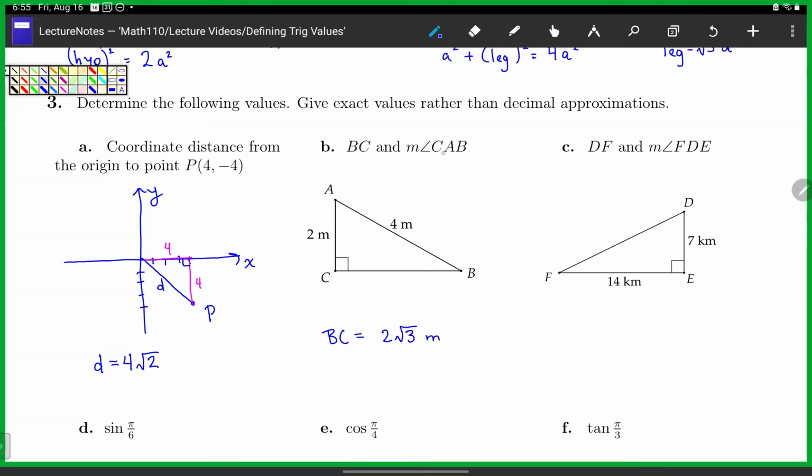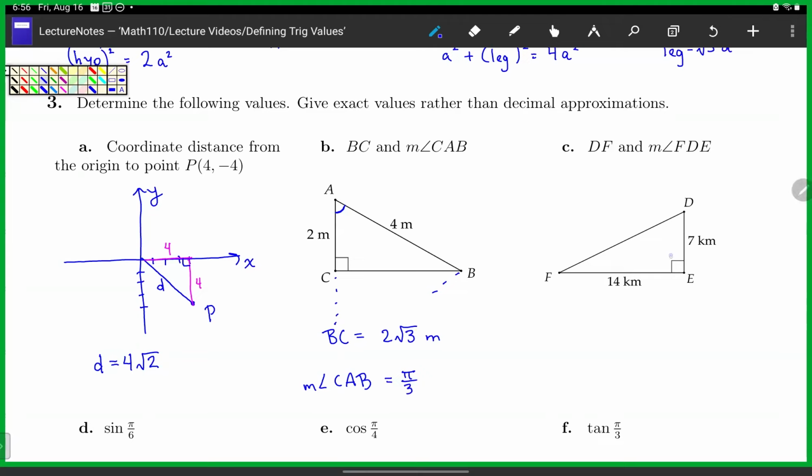This also asks, what is angle CAB? Angle CAB, that's one of the angles of the equilateral triangle if I extend this out. So angle CAB has to be pi over 3.